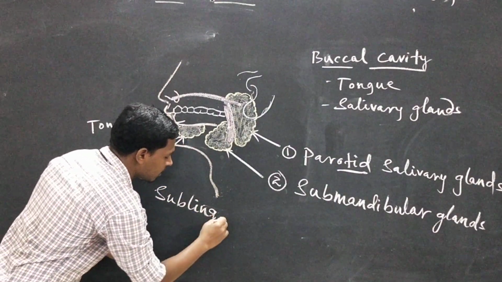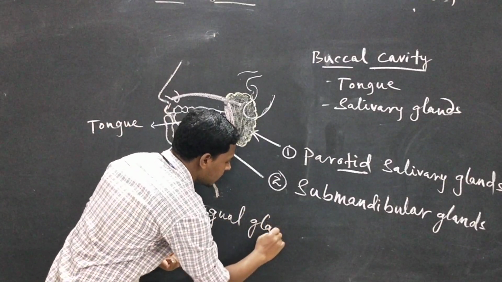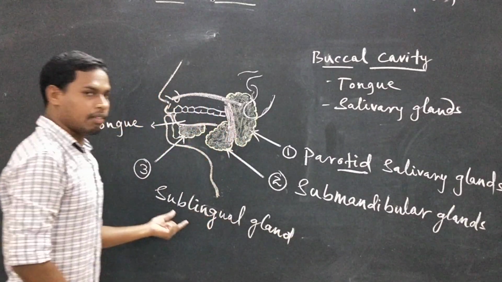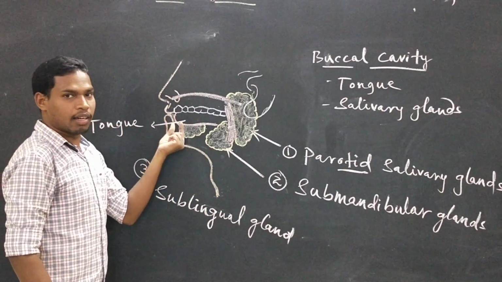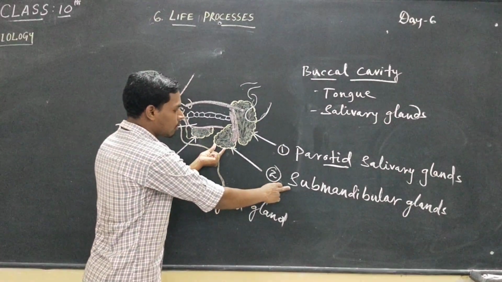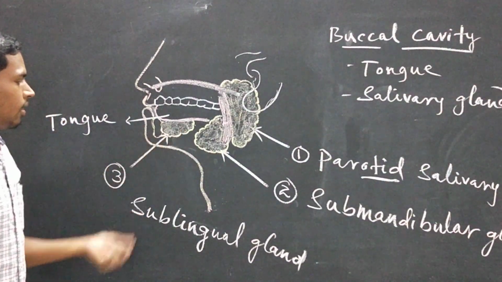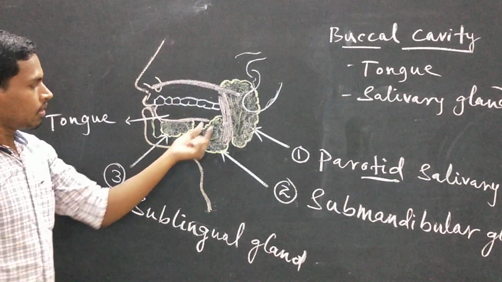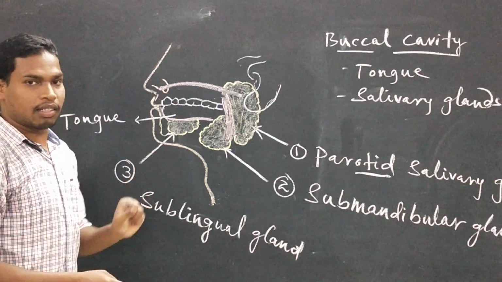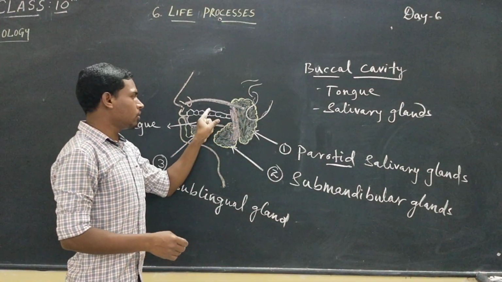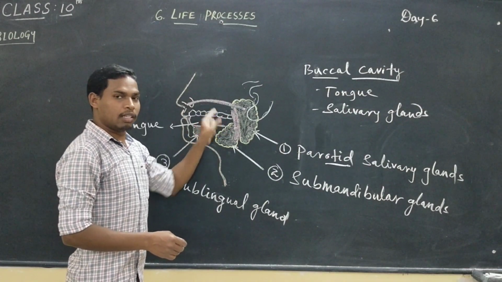Okay, next is the sublingual gland. The sublingual salivary gland is present in front of the submandibular gland and under the tongue. In front and under the tongue. And all these three glands have ducts through which their secretion is deposited into the buccal cavity.